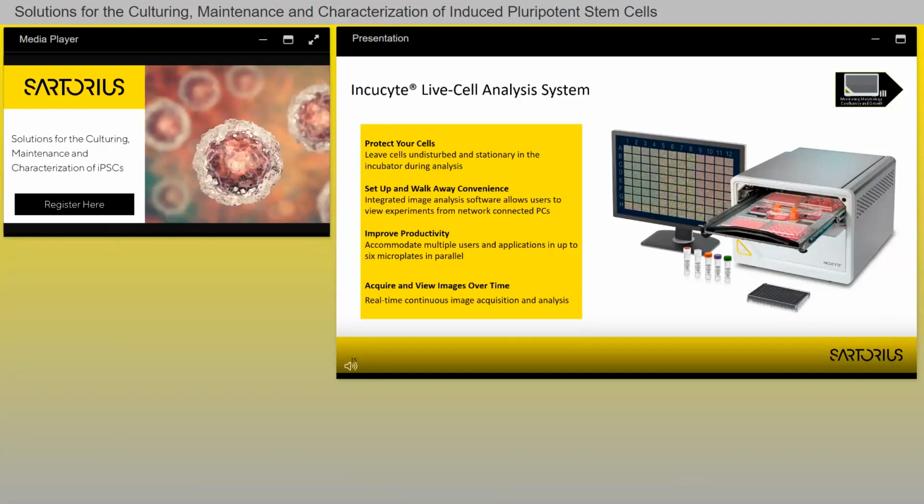And you can acquire and view images over time. As said before, because the system is sitting in an incubator, you can leave your cells in there for long periods of time and take real-time continuous images and then analyze those images. So you can get growth rates, growth curves, all through longer term studies using the Incucyte.